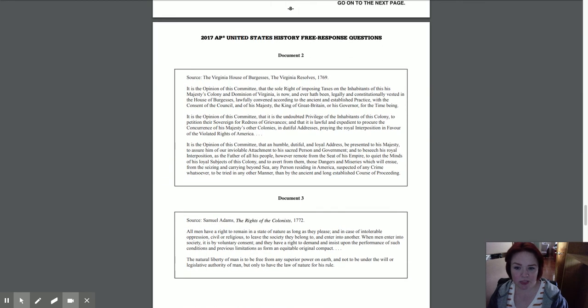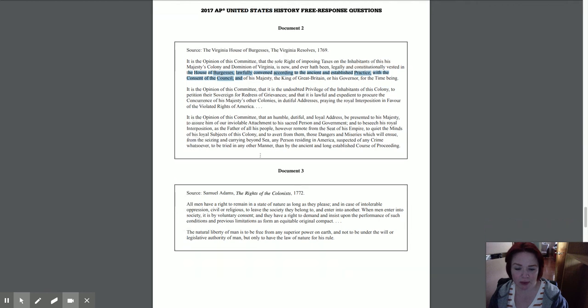Okay, document 2 is from the Virginia House of Burgesses, the Virginia Resolves, 1769. Again, that date is important. We've progressed since the proclamation line. We've gotten a little upset with England, maybe. And it talks about the right of imposing taxes on Virginia and how it's vested in the House of Burgesses. So we're talking about taxation, we're talking about representation. That is an early showing of that concept. So that's something to point out, maybe.